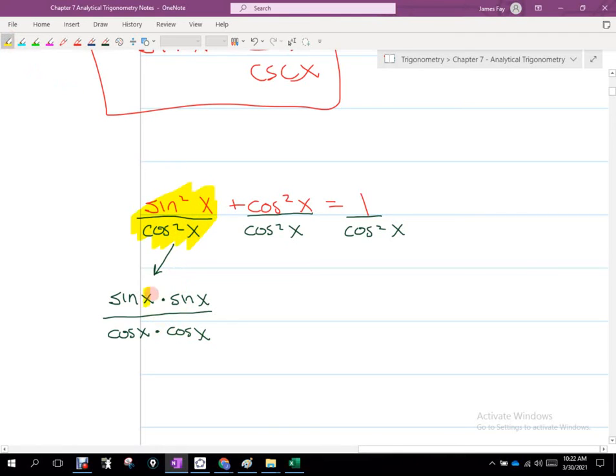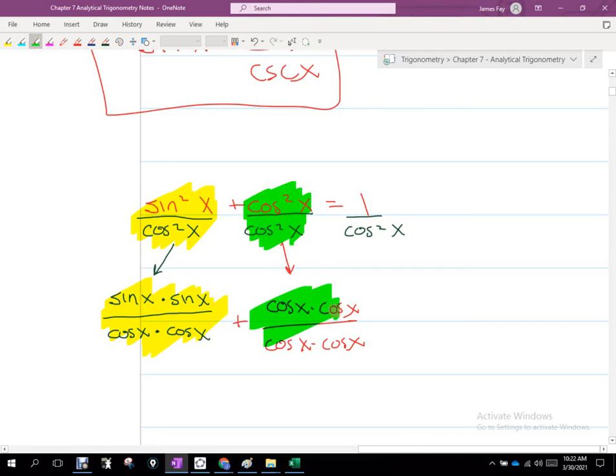Okay, so I'm just going to color code these so that you can see what matched up. Would you guys agree that this one here is cosine x times cosine x all over cosine x times cosine x? Got that plus sign there, so I'll color that one green. And this one on the right, would you guys agree that that's 1 over cosine x times 1 over cosine x? Does that still multiply together and give me 1 over cosine squared? Okay.